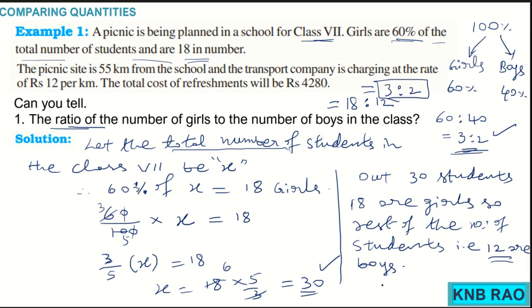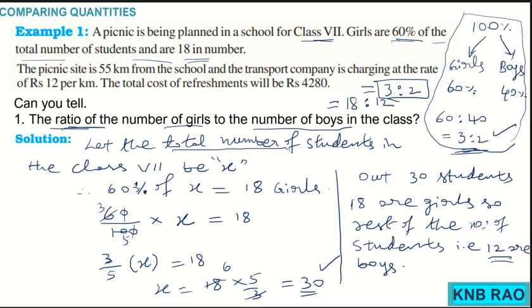Okay, now you can write the conclusion: the ratio of the number of girls to the number of boys is 18 is to 12, that implies 3 is to 2. That is the procedural steps. This is a quick way of thinking in terms of percentage only, straight away. 60% is to 40%, because the rest are boys only. If 60% are girls, then the rest 40% must be boys. So 60 is to 40 is 3 is to 2. That is a quick way of thinking.